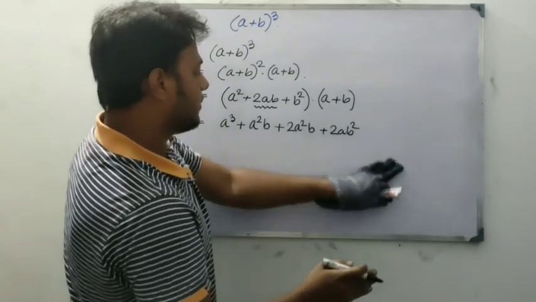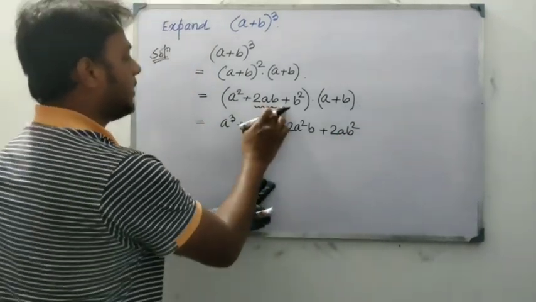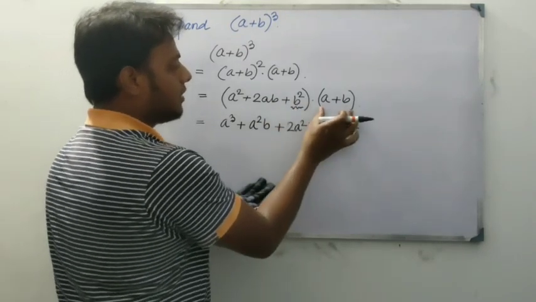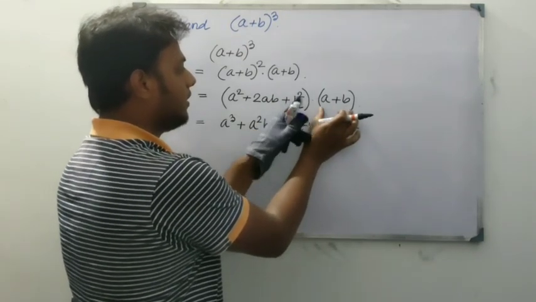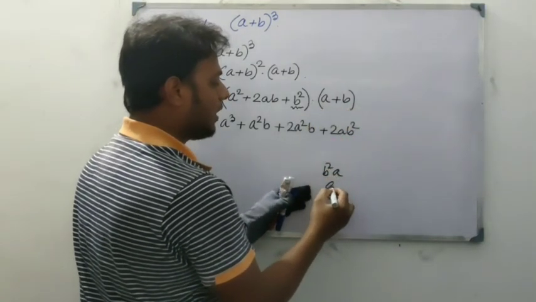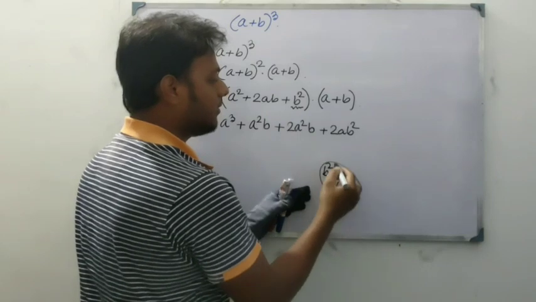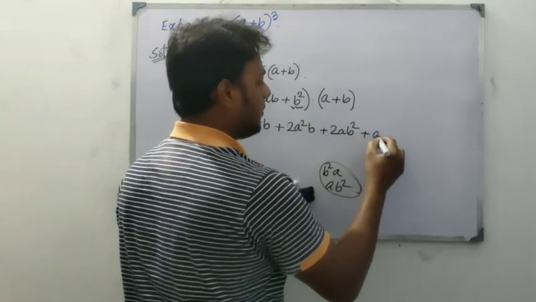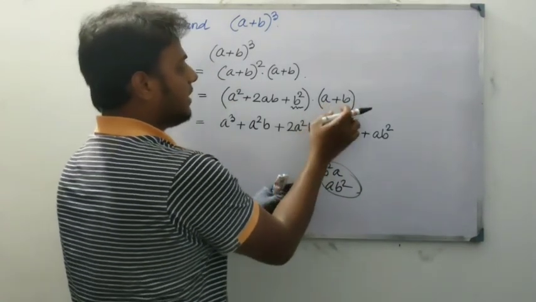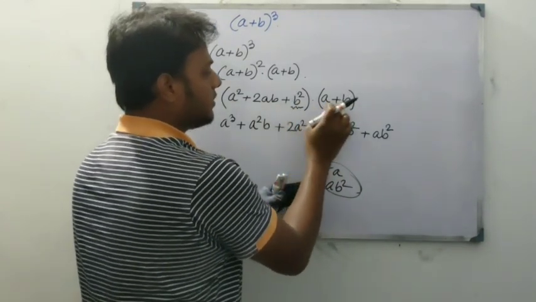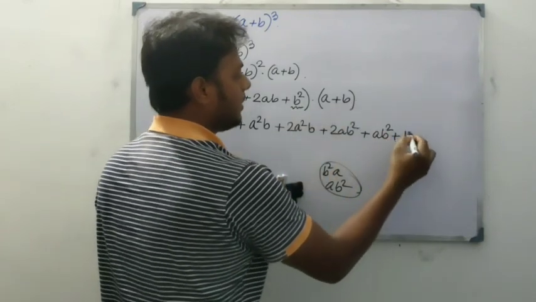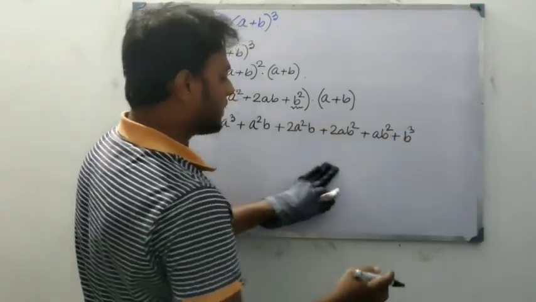So this completes the second term, and now for the third term, that means for b square, b square with this whole term. So b square with the first one, it will be b square a, and b square a and ab square are the same thing. Okay, so we will write here ab square, it will be better. Now for the second, plus into plus, b square into b means b cube. So this completes the expansion.